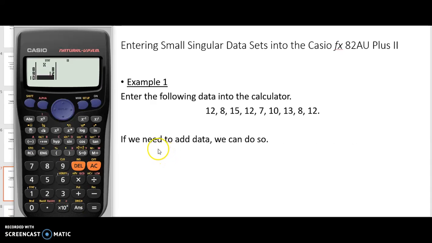So I've put all that data back in, but what if we actually need to add some data? Well, that's easy to do. So I've put my data back in, and I can go in and add, let's say we had a score of 13, I can put that in and press equals. Okay, so let's clear that. So it's gone off the screen, it's all still in there though.